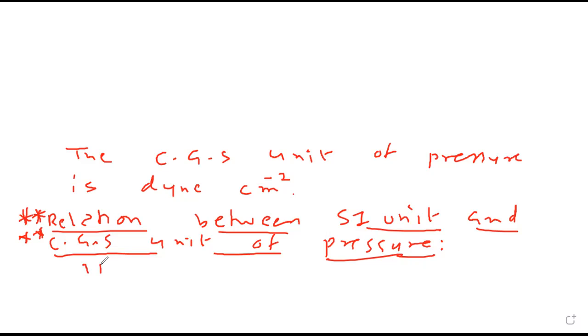SI unit means 1 Newton meter raised to minus 2. 1 Newton means how many dyne? 10 raised to 5. And 1 meter means how many centimeter? 100, na? 10 raised to 2. But the power is minus 2, so I've written here minus 2.